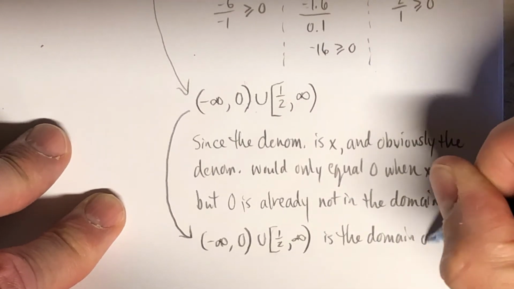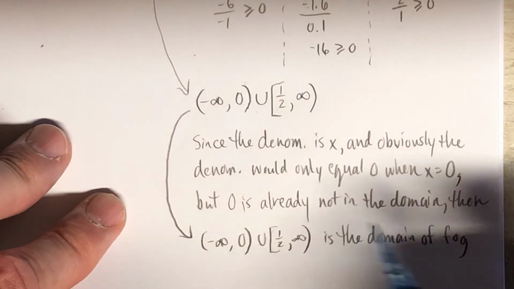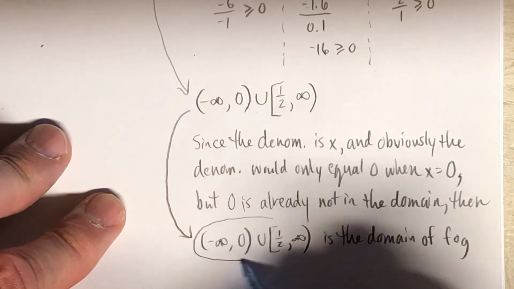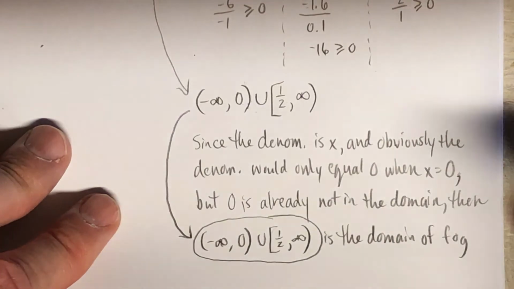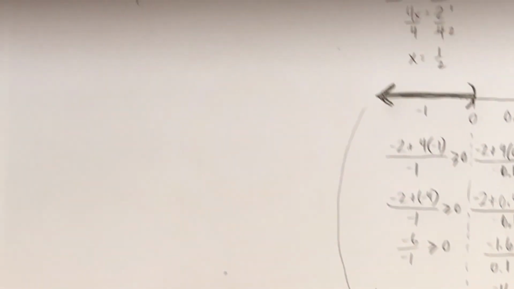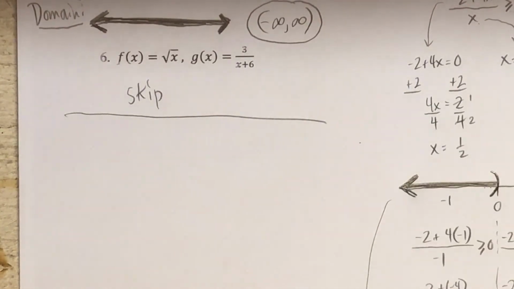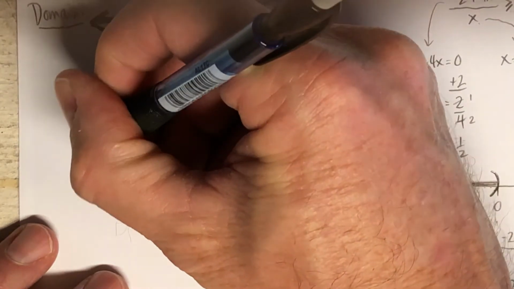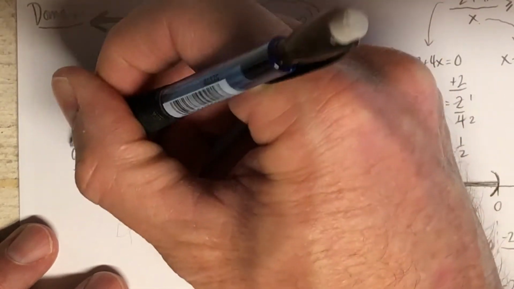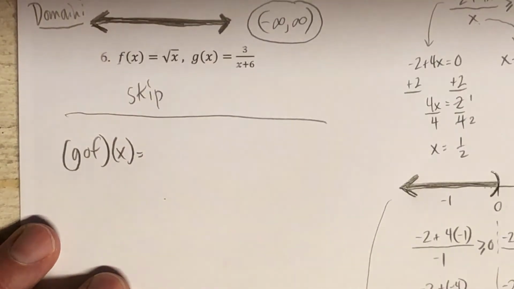Now the domain for g circle f is going to be a bit easier than this. Okay? It's not so tedious. All right, let's take a look at what that's going to be. So let me write that down over here, right underneath where I was going to skip problem number 6. g circle f. As promised, we've got to figure that out first. What is g circle f first, and then we'll figure out the domain.